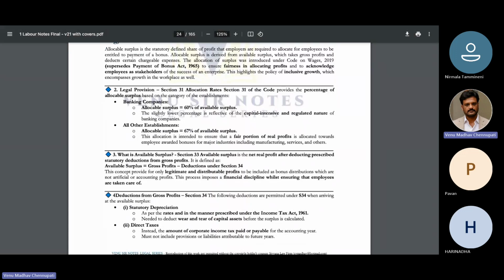Again, section 33 says available surplus is the net real profit after deducting prescribed statutory deductions as prescribed in section 34. So in section 34 there is gross profit minus deductions. So 33 only says available surplus means gross profits minus deductions. What deductions means is defined in section 34. So what are the deductions in section 34?